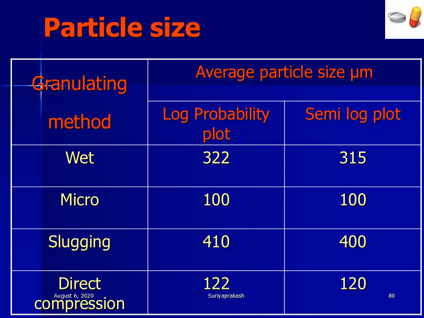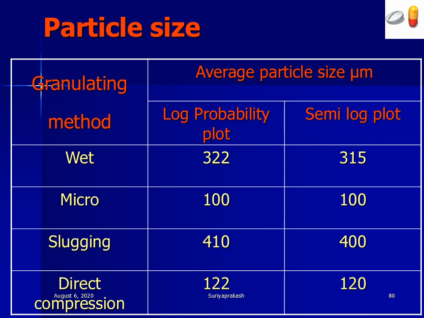Finally, the particle sizes are different. In the wet granulation method I am getting 322 microns, micro 100 microns, slugging 410, direct compression 122. So what should I decide? I can decide anything. All of these gave me a fantastic product. So manufacturing wise, I don't have any issues. But the issue is whether efficiency, economy, reproducibility; anything I can take.